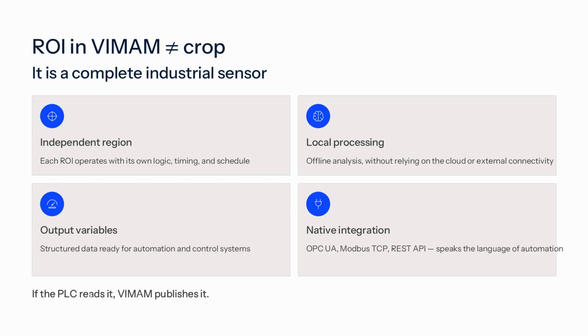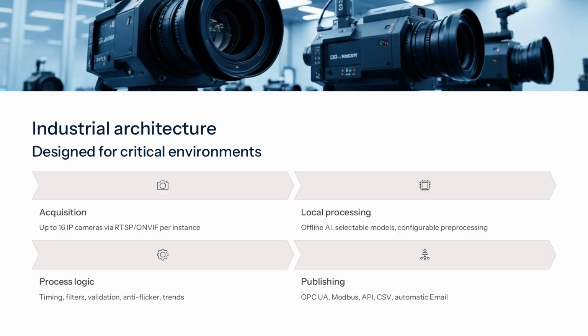VIMAM's architecture is designed for highly critical industrial environments. A single instance can operate up to 16 IP cameras. Processing is local with offline AI and selectable models. The process logic includes filters, validations, timing, and trend analysis. Data is published directly via OPC UA, Modbus, REST API, CSV file export, or even email alerts. What we're saying here is, if your PLC can read it, VIMAM can publish it.